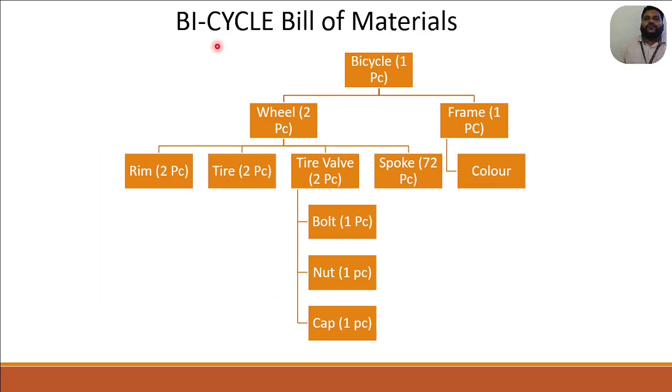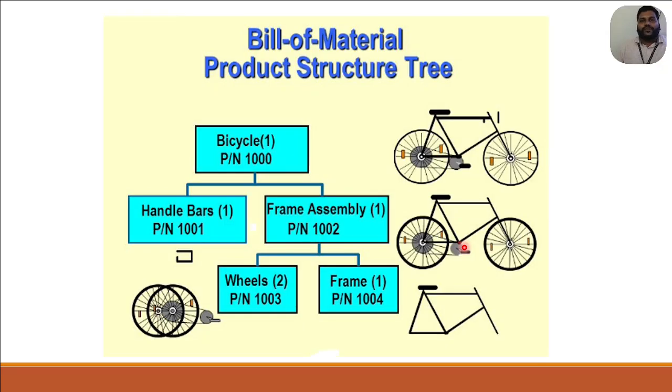So when I say a bicycle bill of materials, for one bicycle piece I need a rim, a tire, a valve which has a bolt, nut, and cap, and a spoke. These components make up my wheel system. Then the frame with the color aspect, so the bicycle can be produced. So this is a basic example of drawing up a bill of materials.